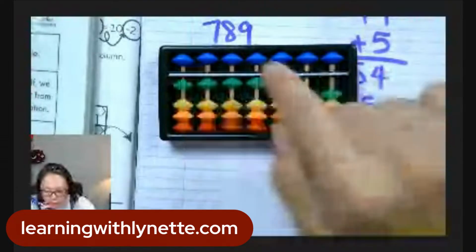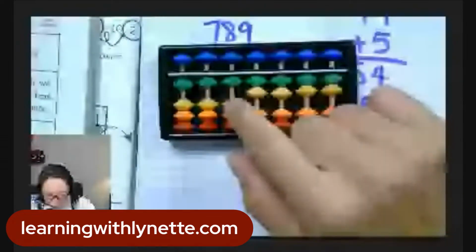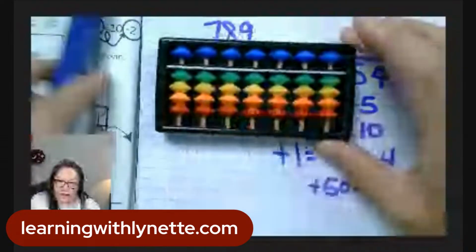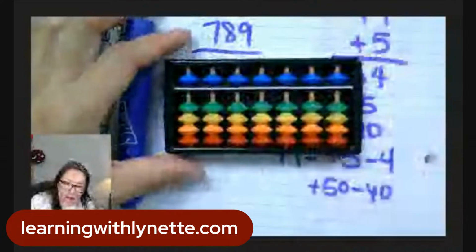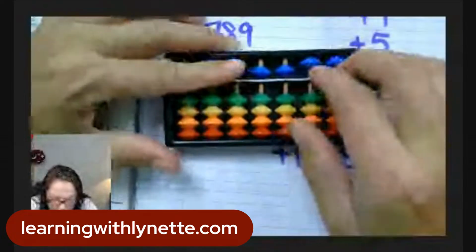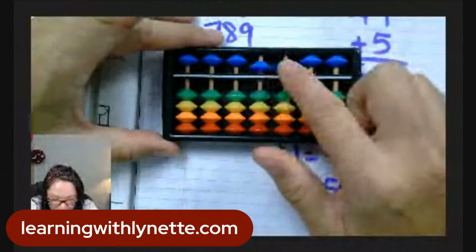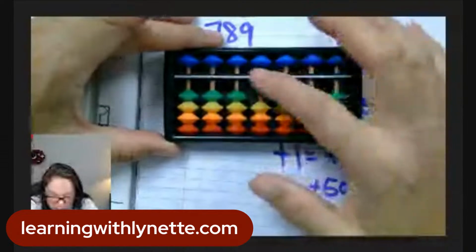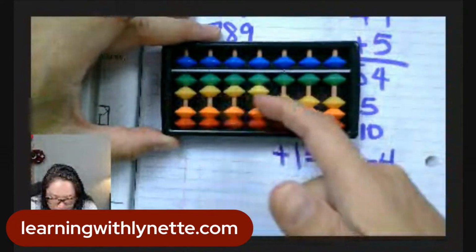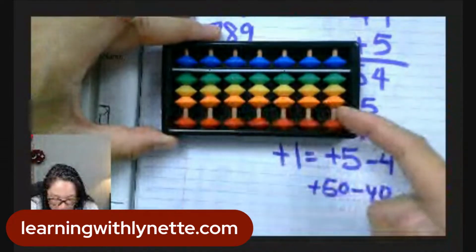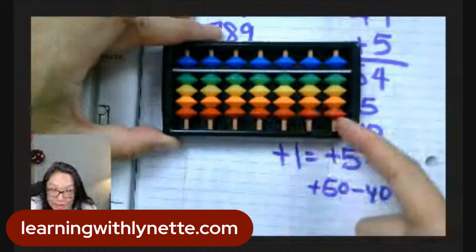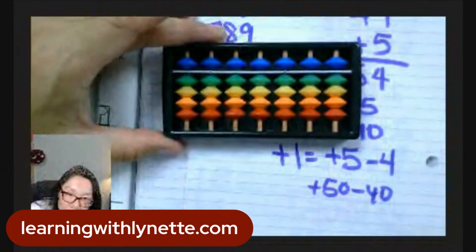1, 2, 3, 4, right? Then what's 5? The top bead is 5. Always the top bead will be 5 no matter what. This is not 10. This is 5. This is 10. When we look, we have 5. And then we do 6, 7, 8, right? This is 8. These are all 8s. And then 9. These are all 9s. Does that make sense? Leo, does that make sense?